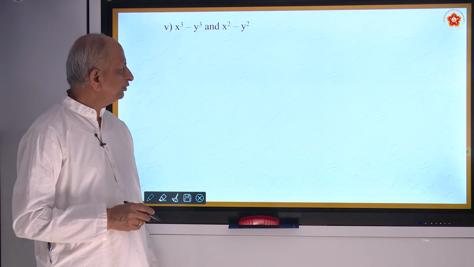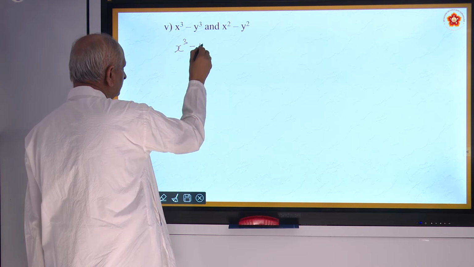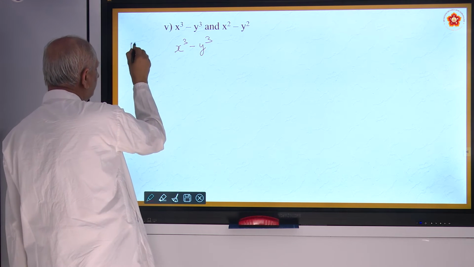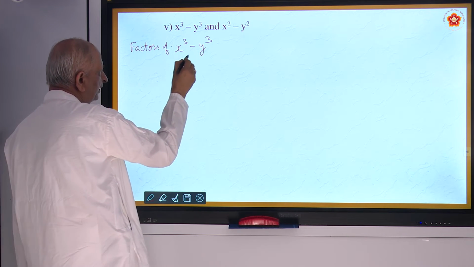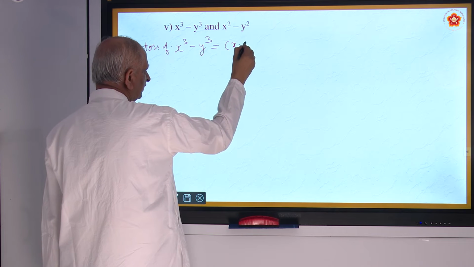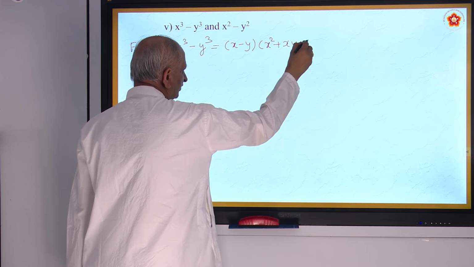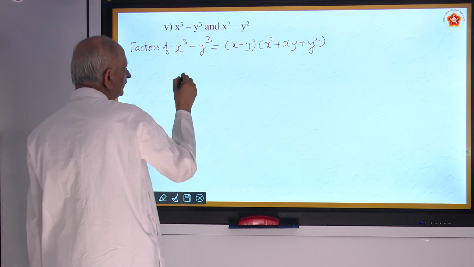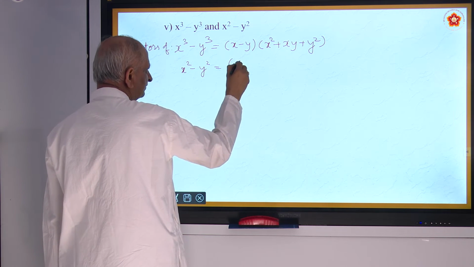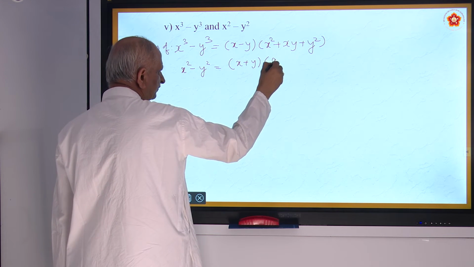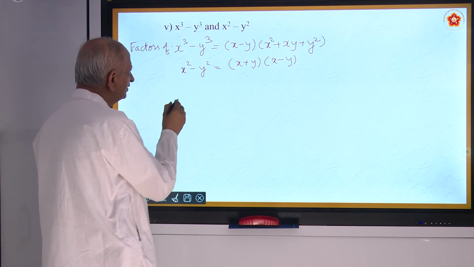x cube minus y cube, x squared minus y square. Very simple, direct formulas. So factors of x cube minus y cube is equal to x minus y into x squared plus xy plus y square. Similarly, x squared minus y square is equal to x plus y into x minus y. Direct formula, what you learnt earlier. Already you learnt, no?